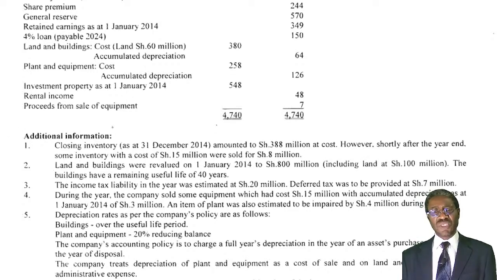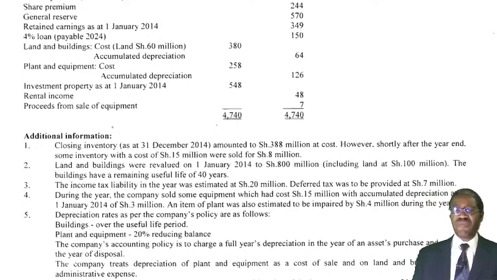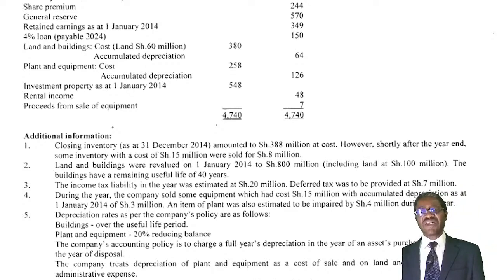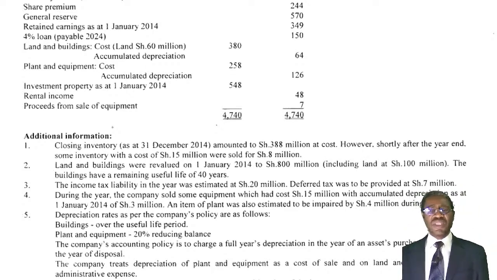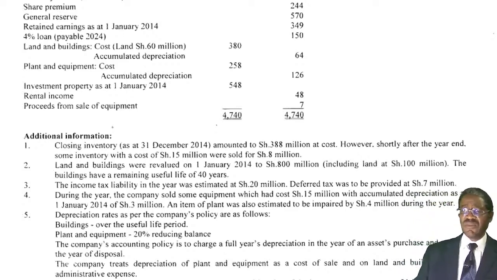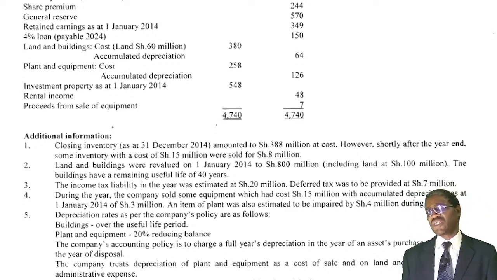Number 2 says land and buildings were revalued on 1st January 2014 to 800 million, including land at 100 million, and buildings have a remaining useful life of 40 years. We shall discuss that. Number 3, the income tax liability in the year was estimated at 20 million. Deferred tax was to be provided at 7 million.